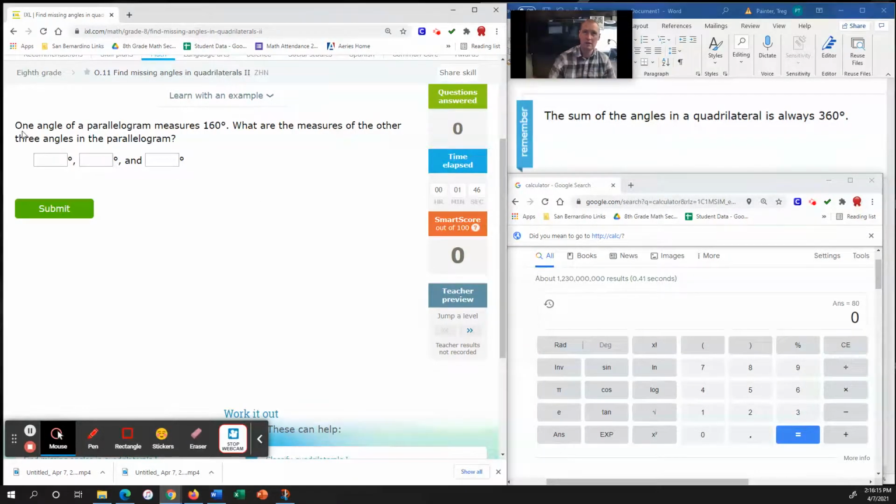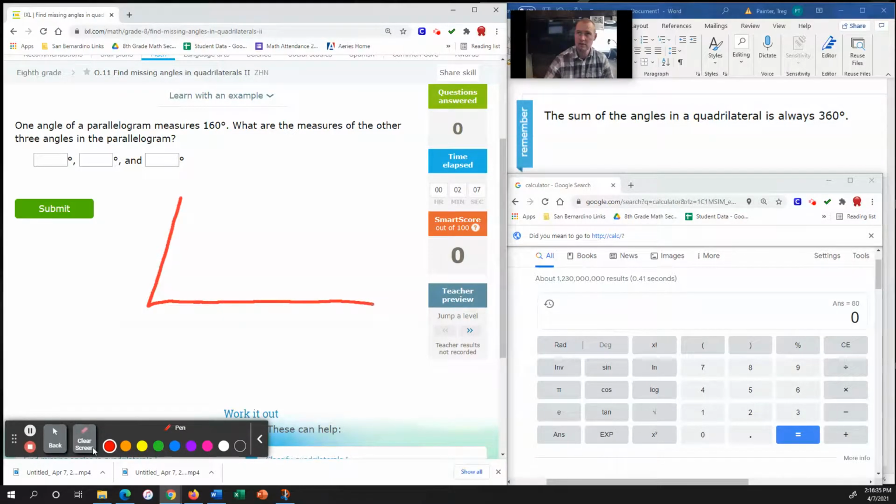All right, our question is asking: one angle of a parallelogram measures 160 degrees. What are the measures of the other three angles in the parallelogram? I think the first thing we need to do is remember what a parallelogram looks like. So we're going to draw a parallelogram. A parallelogram is a rectangle that looks like it's kind of leaning towards the side. It's not a rhombus because remember, a rhombus has all four sides congruent, but this one is only 2 and 2.